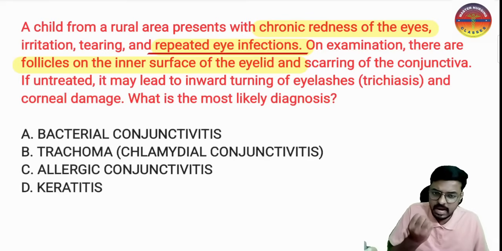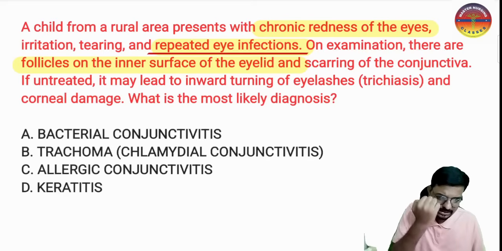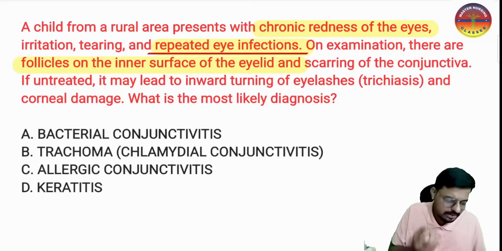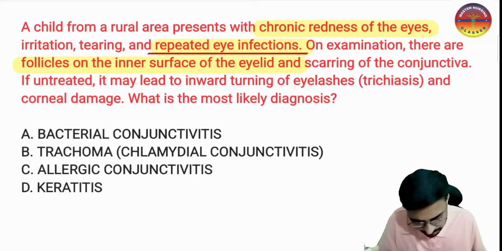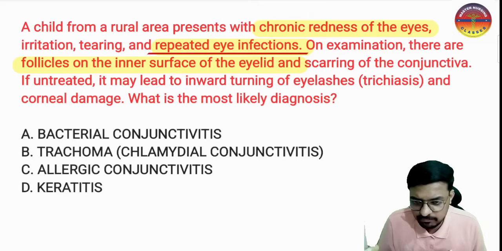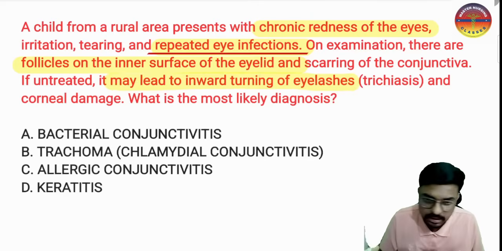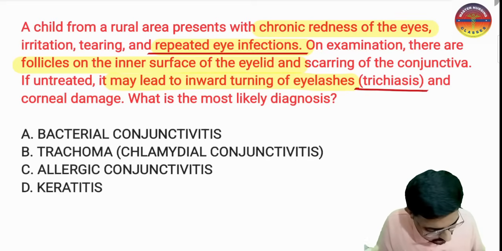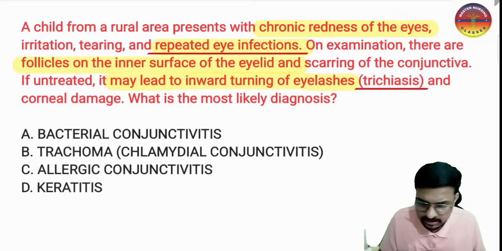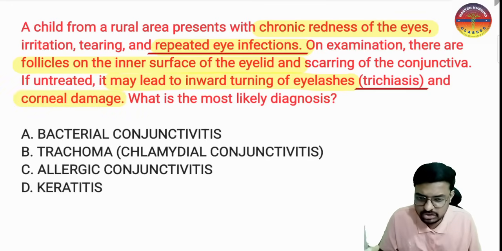The follicles on the inner surface of the eyelid are scarring the conjunctiva. When we close and open the eye, the inward-turned eyelashes irritate the eye and the conjunctiva, causing tearing. If untreated, it may lead to complete inward turning of the eyelashes, called trichiasis, and we can say entropion also, and the cornea will be completely damaged. What is the most likely diagnosis of this condition?